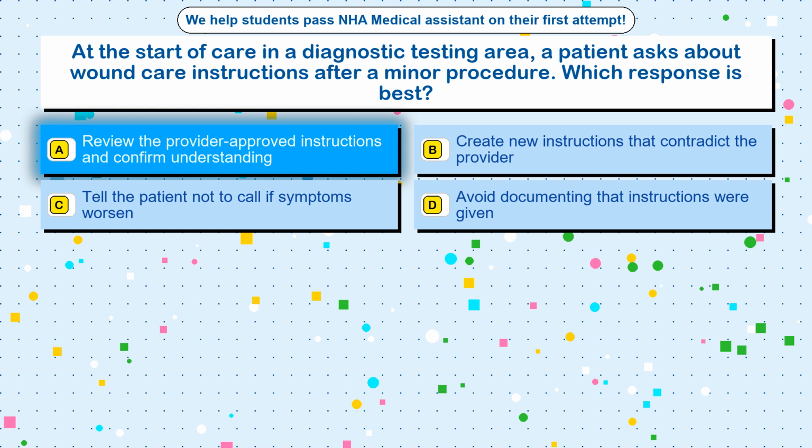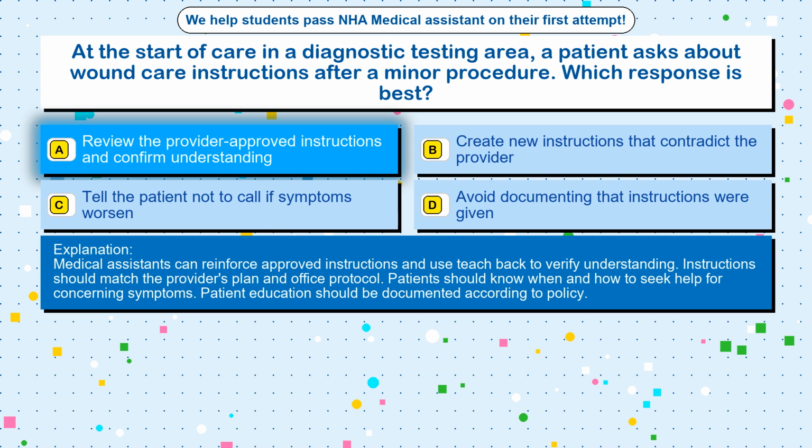The correct answer is option A. Review the provider-approved instructions and confirm understanding. Medical assistants can reinforce approved instructions and use teach-back to verify understanding. Instructions should match the provider's plan and office protocol. Patients should know when and how to seek help for concerning symptoms. Patient education should be documented according to policy.